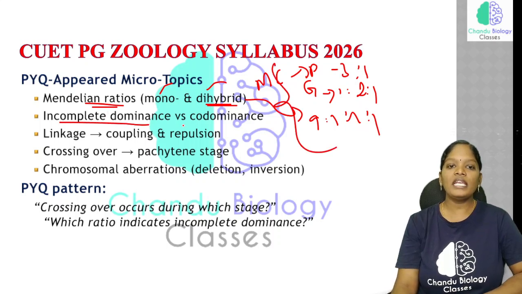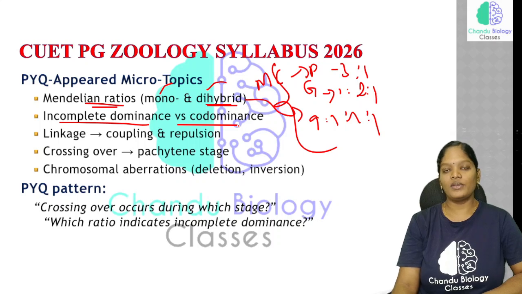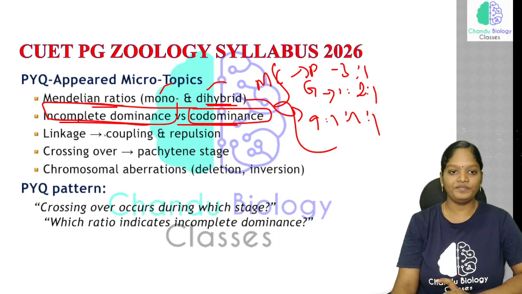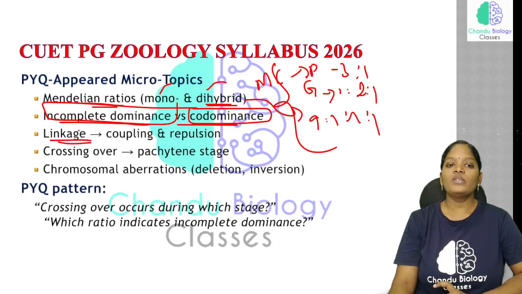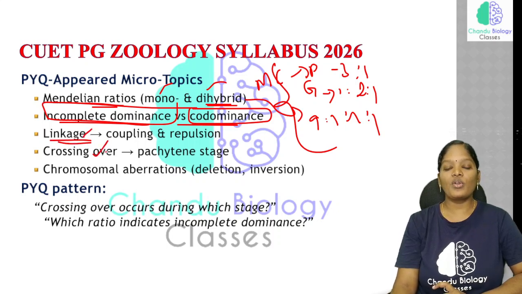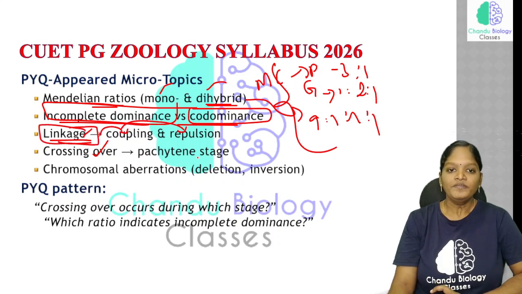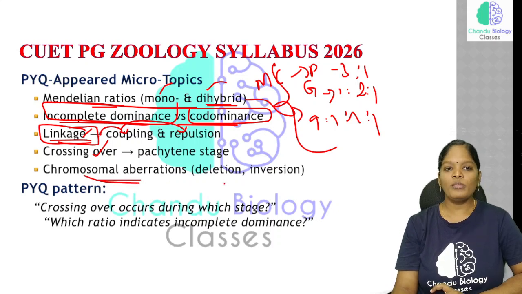And what about incomplete dominance and codominance? We are going to study the examples of codominance and the examples of incomplete dominance. Now, we have to study linkage and crossing over types. In linkage we have coupling linkage and repulsion linkage. And in chromosomal aberrations, as I said before, in deletion and inversion, the questions are predominant.